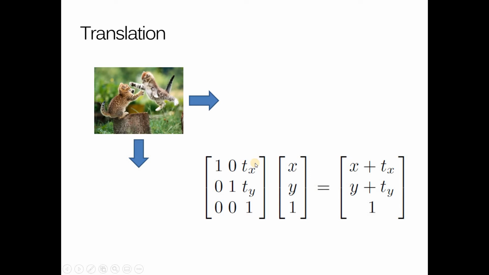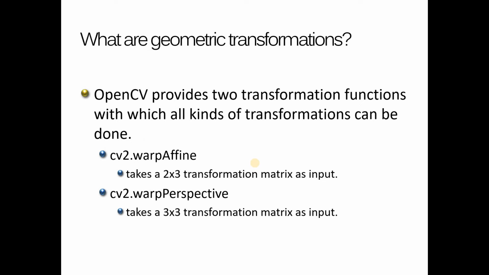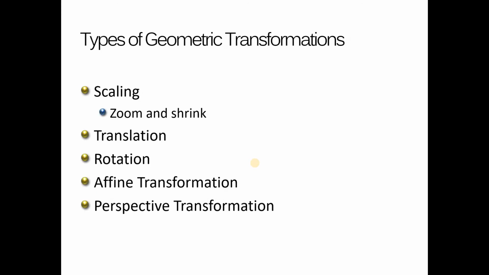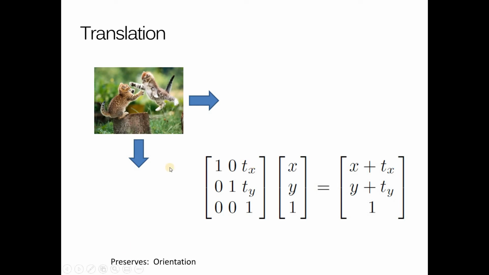Here it was translation. One thing I think I mentioned somewhere: there are two types of transformation functions. One thing maybe I didn't mention is that translation preserves, or does not disturb, the orientation of the image. So if the image is like this, straight, it may change to another location, but it will remain straight.